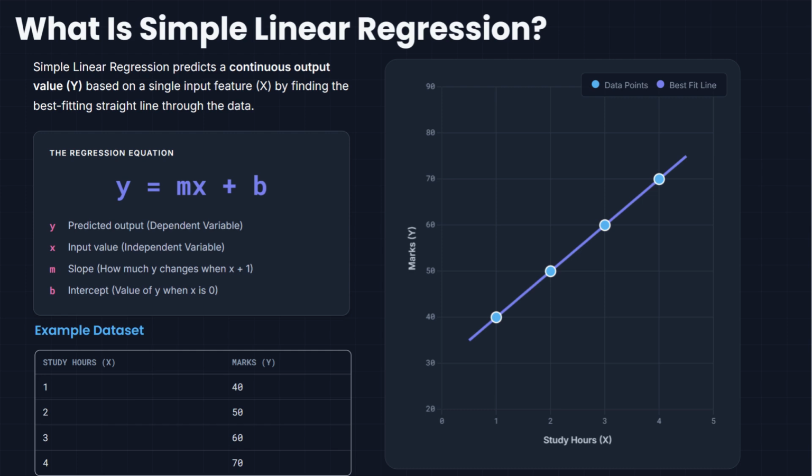Look at the example dataset on the left. Study hours, x: 1, 2, 3, 4. Marks, y: 40, 50, 60, 70. On the right you can see the data points and the best fit line. More study hours clearly give higher marks. This line will help us predict marks for any new study hours we choose.